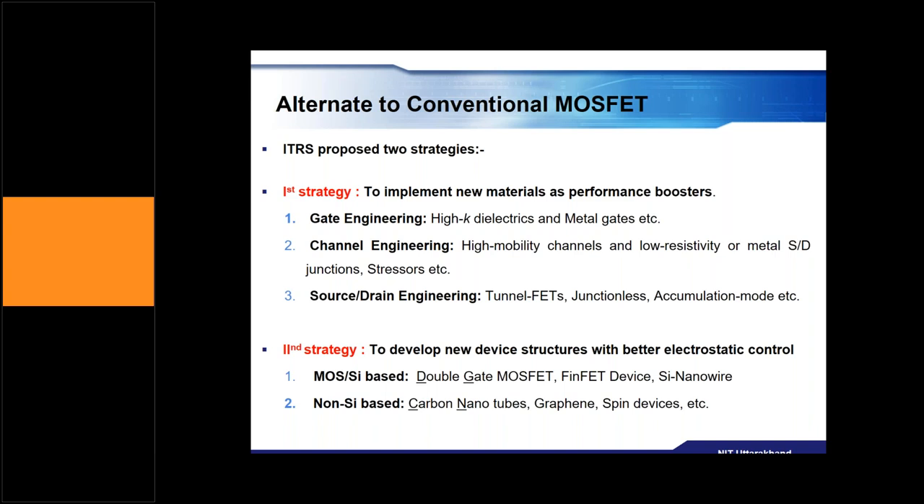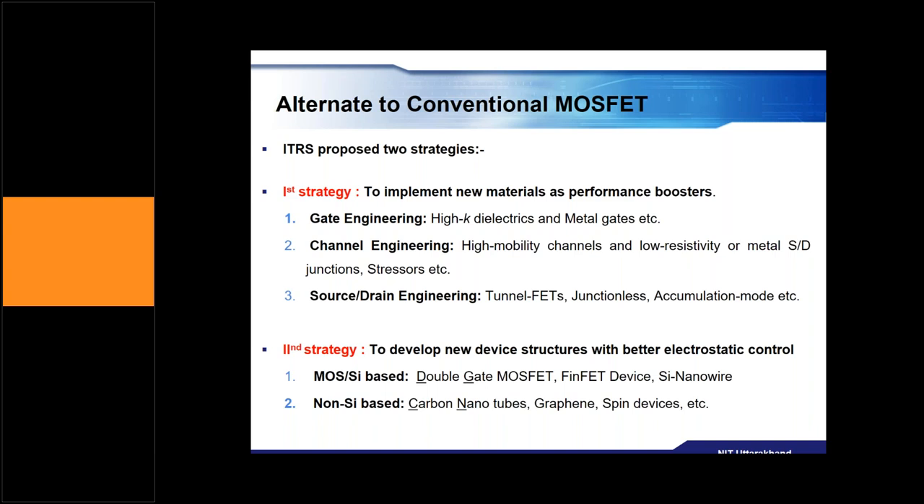The other strategy is to develop a new device structure with better electrostatic control, although the basic principle stays the same as in MOS devices, like in the double gate MOSFET. Instead of using a single gate, now we are using a double gate. There are also multi-gate transistors, like tri-gate, quadruple gate, gate all around. Similarly, the FinFET device and silicon nanowire, there is a wide range of devices.